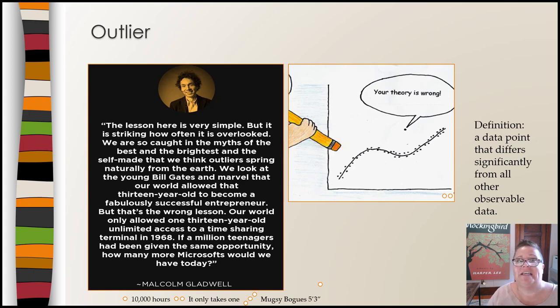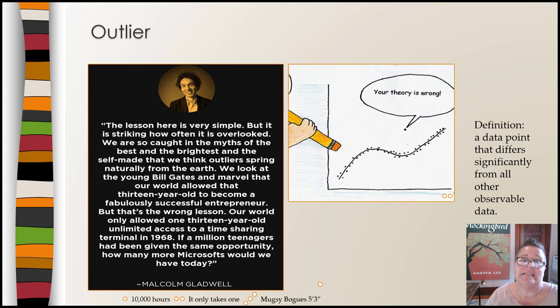So traditionally, the idea of an outlier is the one piece of information that proves your pattern doesn't exist. It is the one piece of information that bucks all of the rules and proves that everything you thought was right is turned upside down. In other words, your theory is wrong.